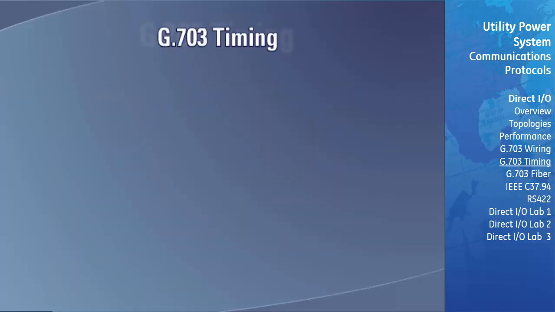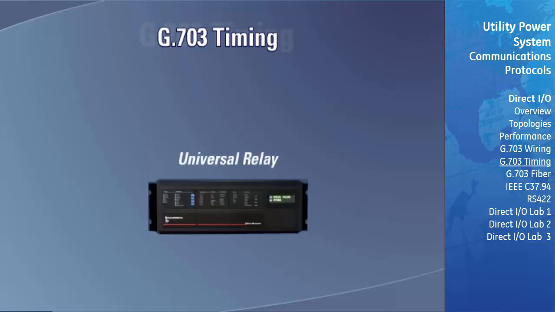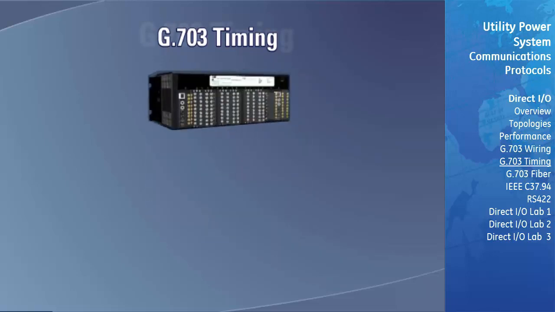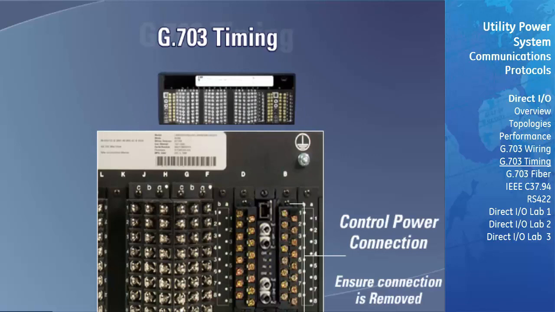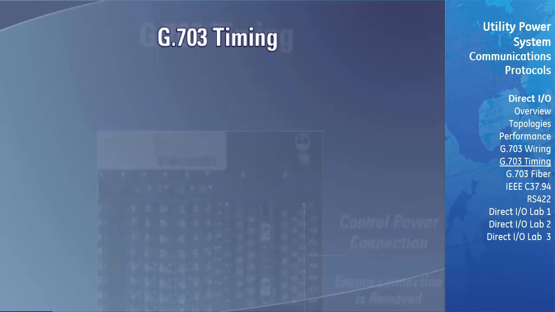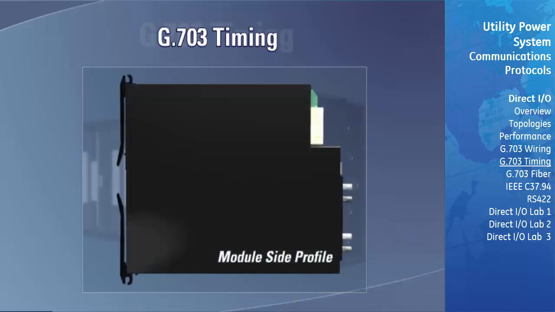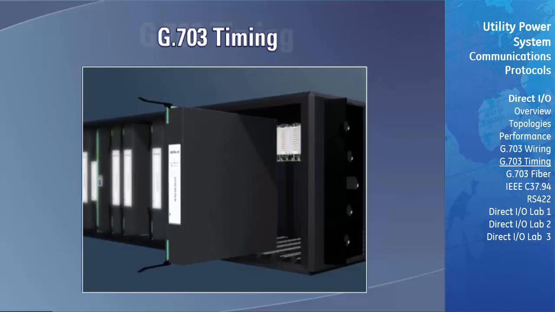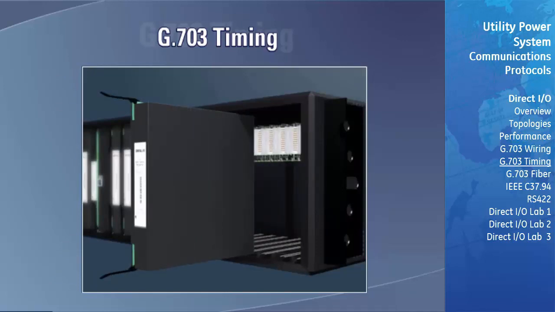We will now go through the procedure to set up the G.703 timing. First, ensure that the control power has been removed from the relay. The ejector inserter clips located at the top and at the bottom of each module can then be pulled simultaneously in order to release the module for removal. Record the module's location.